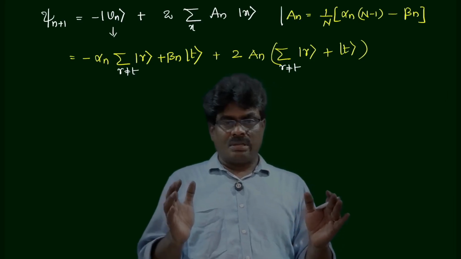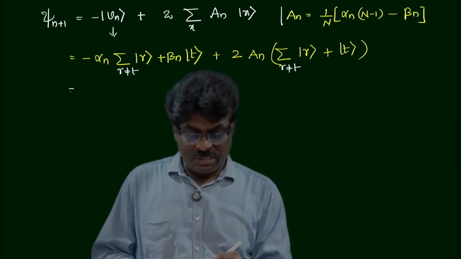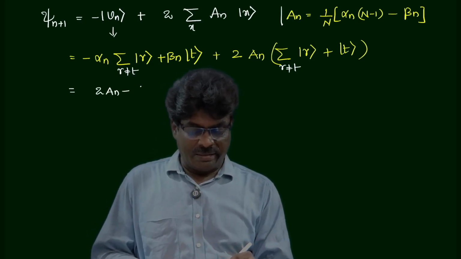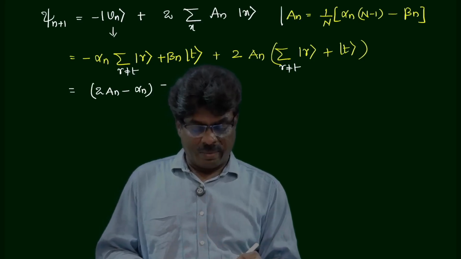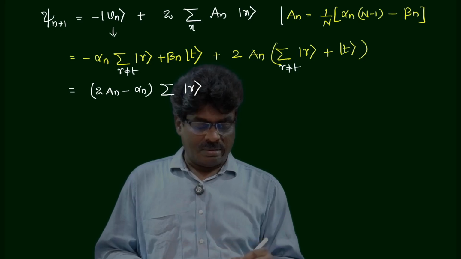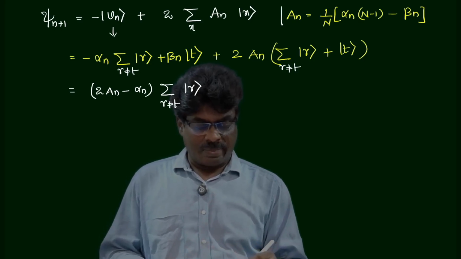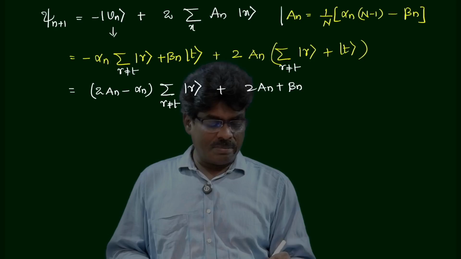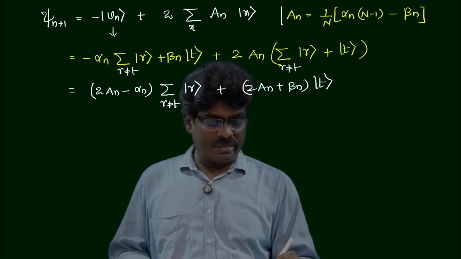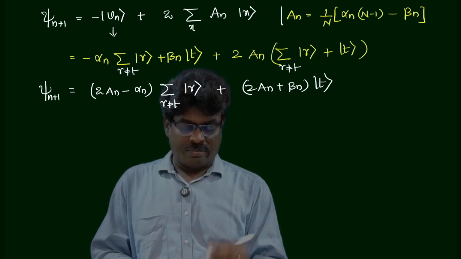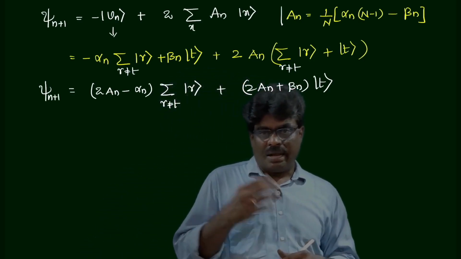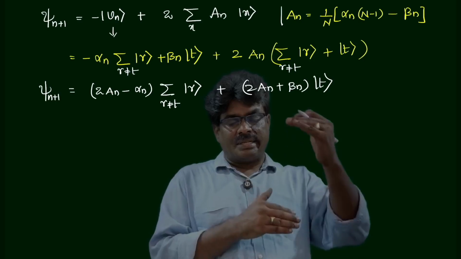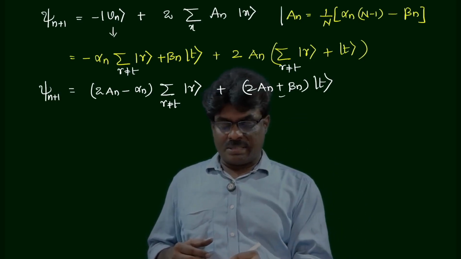Now I'm going to combine these two expressions. Then, if you observe carefully, I will get 2an minus alpha n summation, these are the remaining states. Next, for target, 2an plus beta n into target state. So if you observe carefully, the amplitude of the remaining states decreased and the amplitude of the target state is increased. Here if you observe carefully, here plus and here minus.